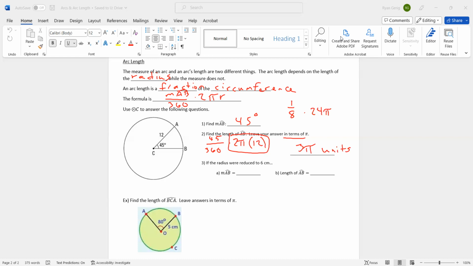If the radius were reduced to 6 centimeters, the measure of the arc would stay the same. It would still be 45 degrees, but the length would change, and I'll show you what it looks like. So you're still doing 45 over 360, but now the circumference would be 2 pi times 6. So it'd be 1/8 times 12 pi, which would give me 12 pi over 8. And again, I got to reduce. 12 and 8 reduces to 3 over 2. So it'd be 3 pi over 2 units. So you see how the length changes, but the measure of the arc did not. And that's all due to the length of the radius.